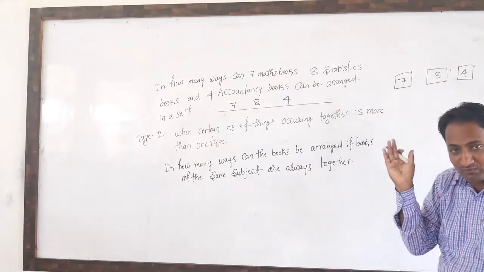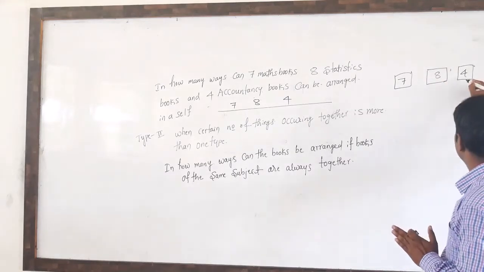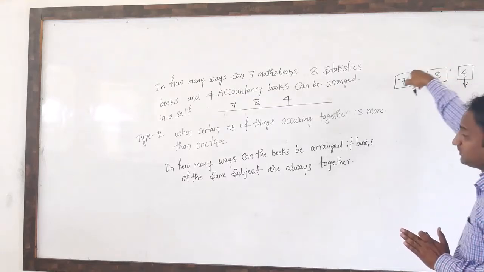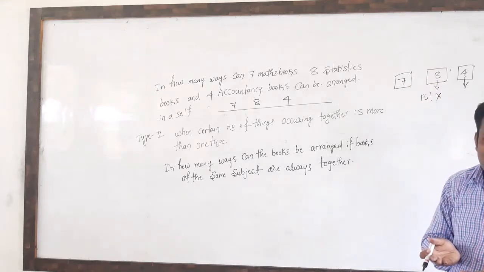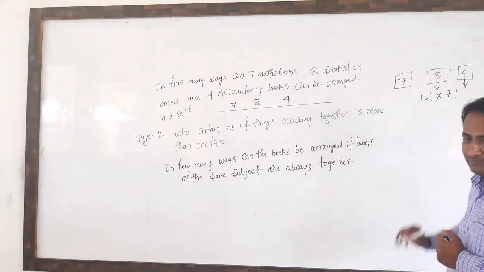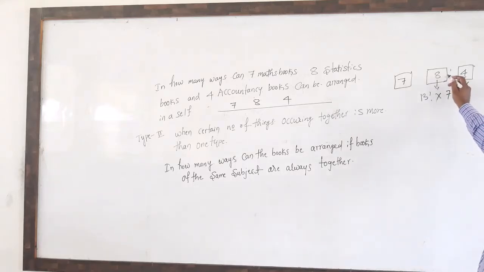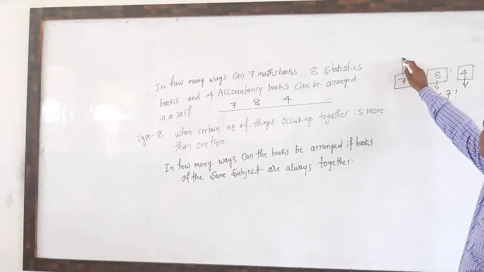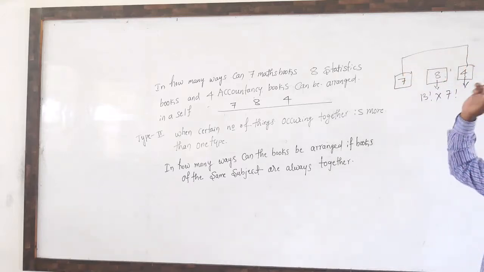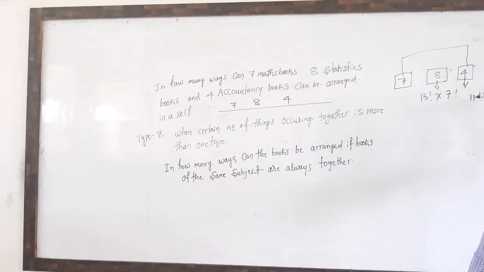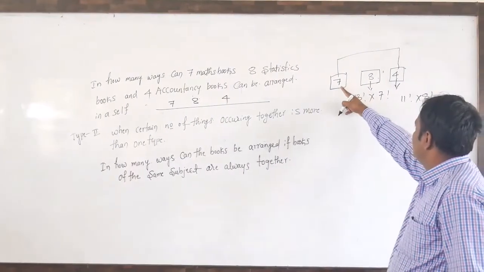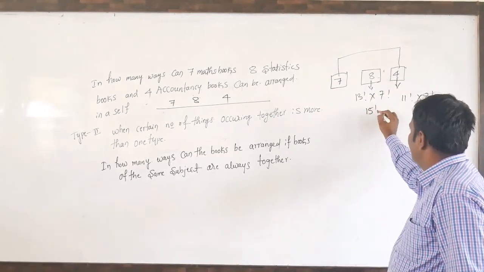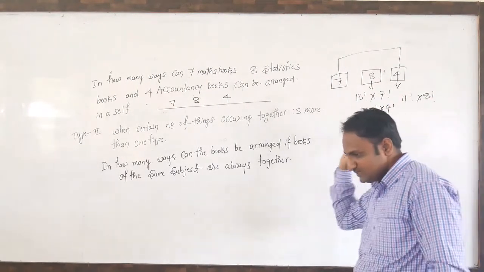Here 7 books always occurring together means 4 ways, 8 ways, 12 ways plus 1, 13 factorial into, how many maths books are there? 7. That is 7 factorial. And how many statistics books are arranged? 7 ways plus 4 ways, this is 11 factorial into 8 factorial. How many accountancy books are arranged together? That is 7 plus 8, that is 15 factorial into 4 factorial. This is the previous problem.